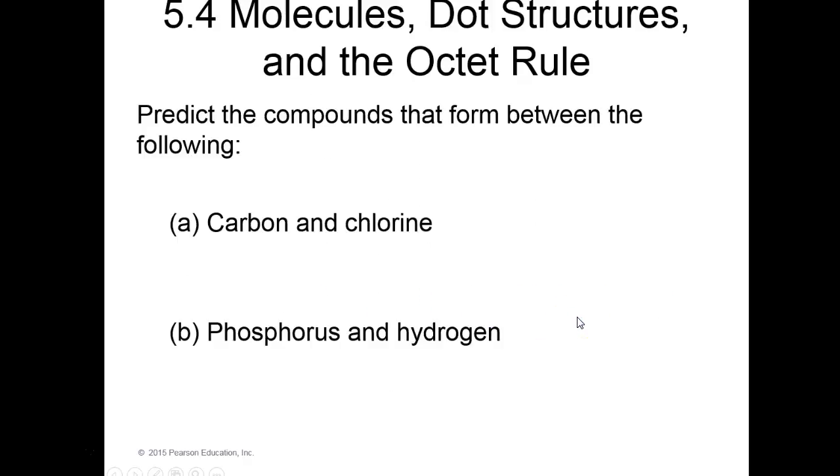Predict the compounds that form between the following: carbon and chlorine, and phosphorus and hydrogen. I encourage you to pause the lecture here, use your periodic table and the octet rule to see if you can see how many would be needed of each to form a molecule. Push play when you're ready to see the answer.